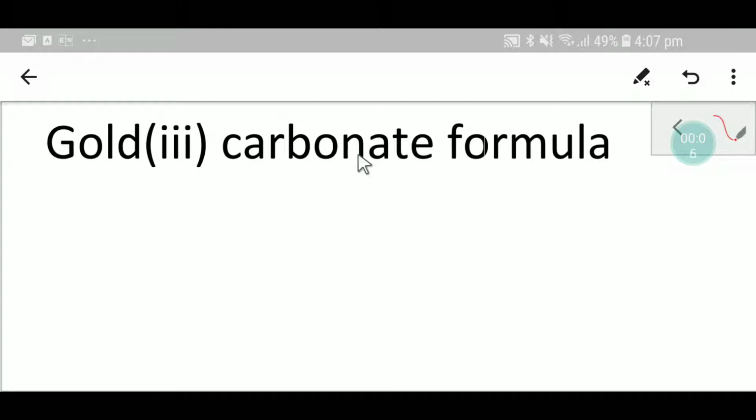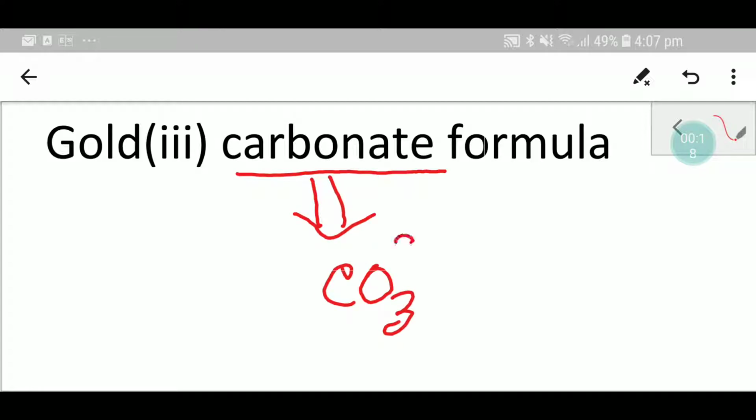Today we are going to write the formula for gold 3 carbonate. Here this 3 means the oxidation state of gold. However, this formula has two parts. One is carbonate. So let me show you the formula for carbonate at first. So this is the formula for carbonate, and let me show you the formula for gold 3.